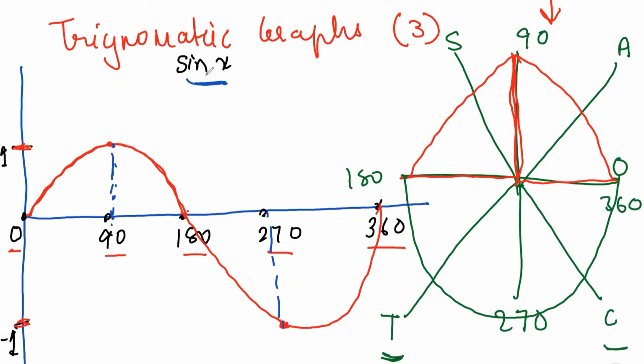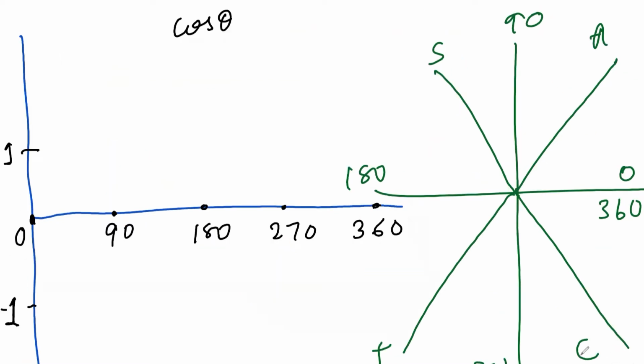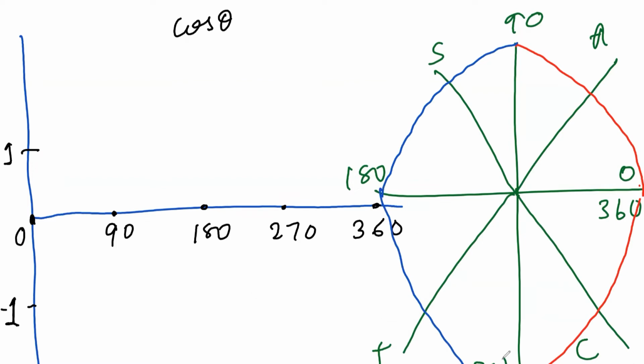Now we will go to the cos x graph. Where is cos positive? Cos is positive here in this quadrant as well as in this quadrant. Listen to me very carefully. From 90 to 180 it is negative. We can very clearly see here that 90 to 180 it is negative. 180 to 270 it is negative. So what we will do in this manner.